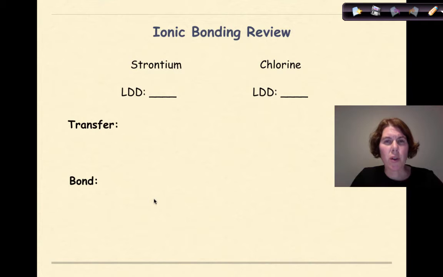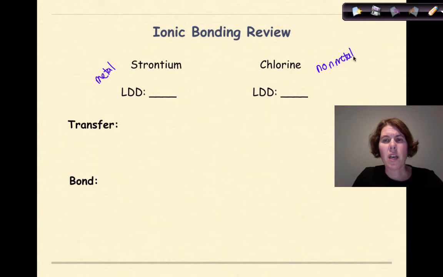Let's do one more before you go to the back of the room, just to make sure that you've got everything right. We have strontium and chlorine. Figure out which one's the metal and which one's the nonmetal. Strontium is a group 2 metal, so it is a metal. And chlorine we know is in group 17, the halogens, so it is my nonmetal.